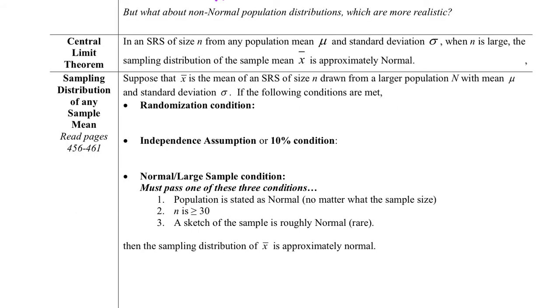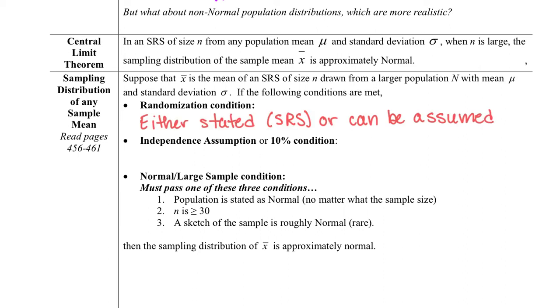Just like inference with our proportions, we have three conditions we have to meet before we can proceed with inference or an approximation. So suppose that x bar is the mean of a simple random sample of size n drawn from a larger population with a mean and standard deviation. If the following conditions are met, then we can see that our distribution is approximately normal. So here, let's go through our three conditions.